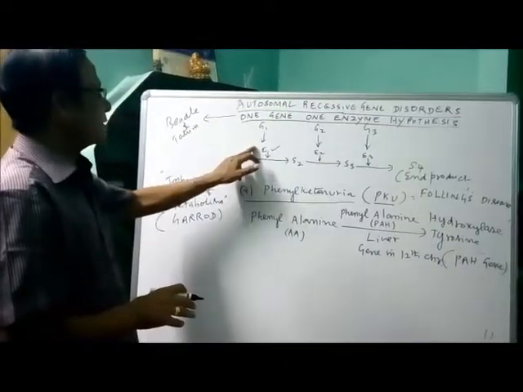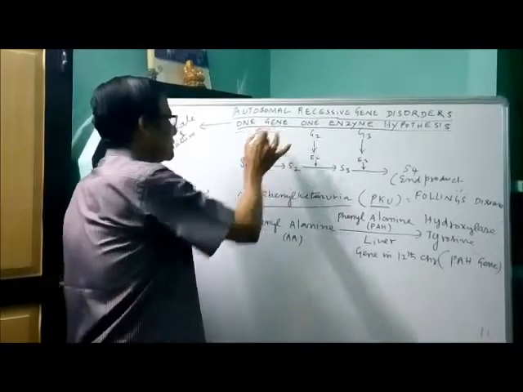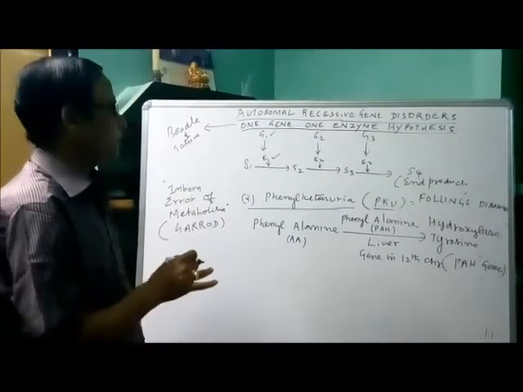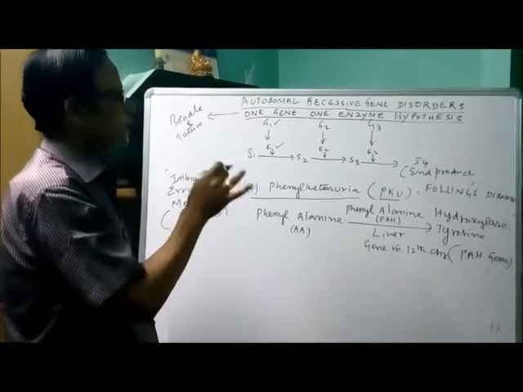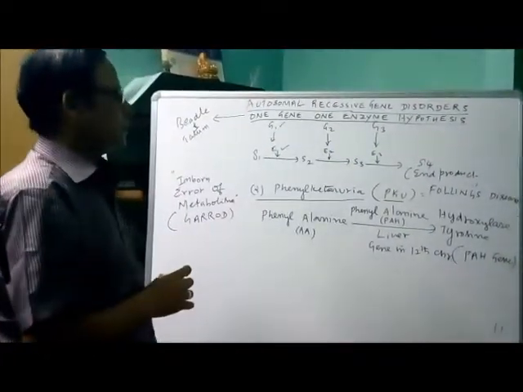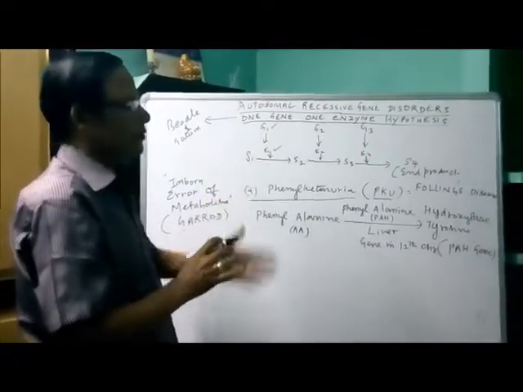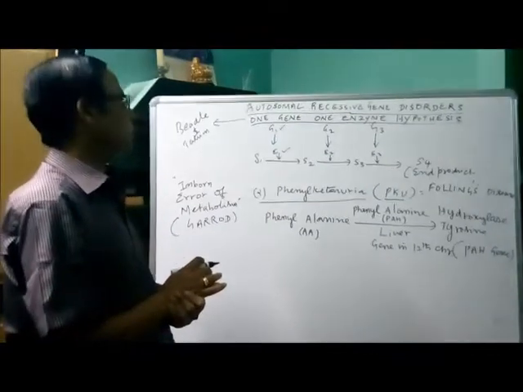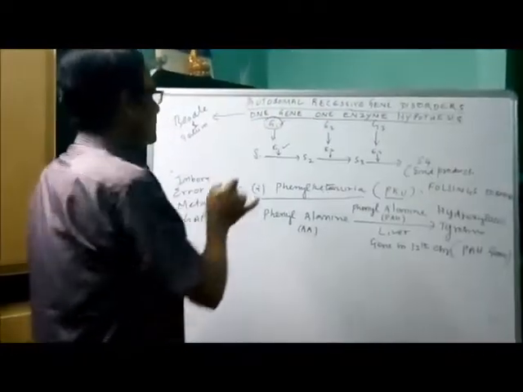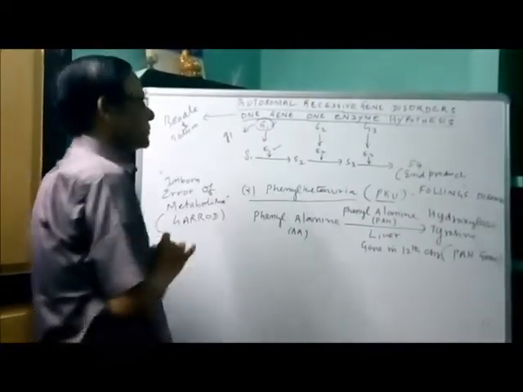And each enzyme is produced under the control of a particular gene. For example, enzyme E1 is coded by gene G1, E2 by G2, and E3 by G3. So, this is the enzyme, this is the gene. Now, the biosynthetic pathway takes place normally if all the enzymes are produced. Sometimes there is a mutation in a particular gene. For example, the dominant gene G1 gets converted into a recessive gene.